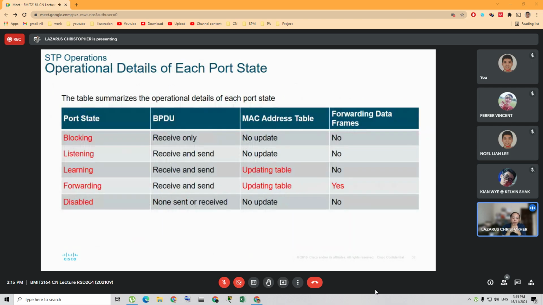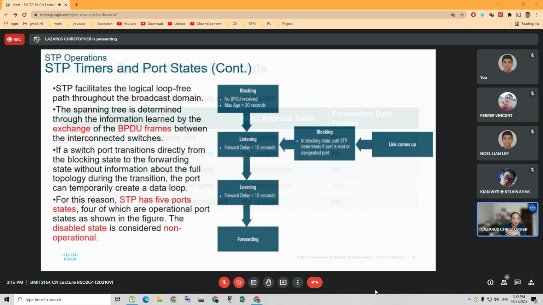So same thing in table form. You can see blocking, listening, learning, forwarding. Disable, again disable. Okay, that state is not considered operational.